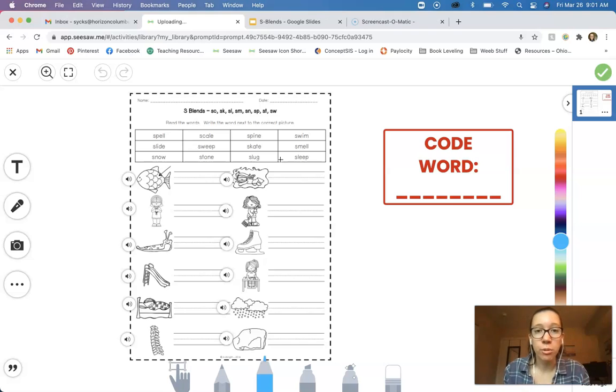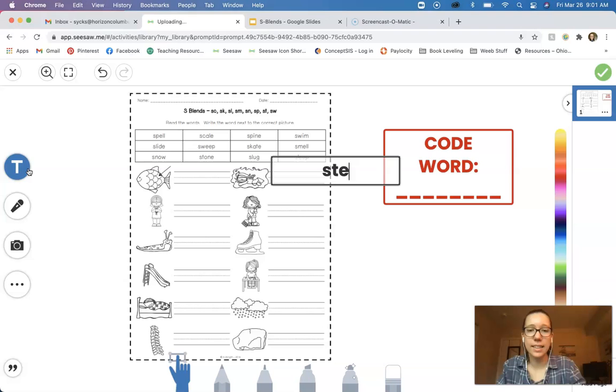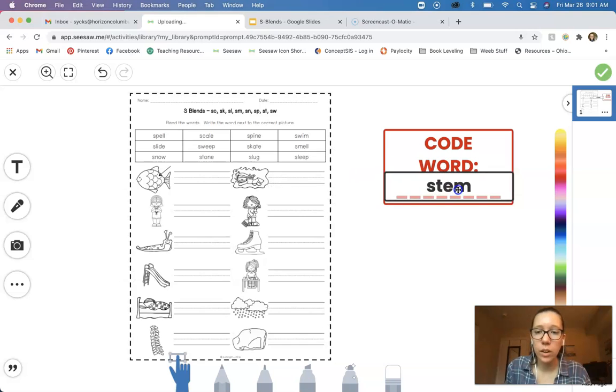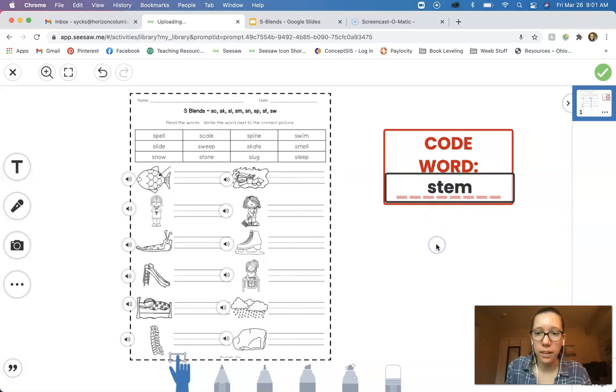The first thing you're going to do is write your code word, and your code word today is going to be STEM. S-T-E-M, STEM. So you're going to use your text tool or your drawing tool to make that word and then put it in the code word box, the red one right there. Once you have done that, then you're going to come over to our actual worksheet.